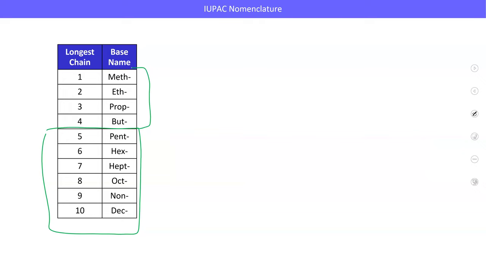So meth means 1, eth means 2, prop means 3, but means 4. The reason we don't use mono, di, tri, tetra is so that we can say things like diethyl. If we didn't have eth as a separate prefix, you wind up with them stacking up, and does the first di mean this or does it mean that? So we use this basically to avoid that. Once you get past this, you can have something like a pentyl group, but it's pretty uncommon once you get past those first 4, so we don't worry about that as much.